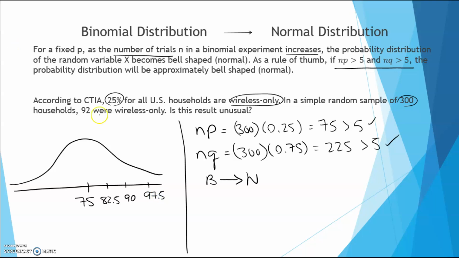Now we were concerned if 92, if that result was unusual. So 92 is about right here. Okay, so this is within 1 standard deviation. This is within 2. Okay, so within 2 is about right here. Everything between these numbers is usual. Anything outside of it would be unusual. So since 92 is outside of 2 standard deviations, then yes, it is an unusual result.